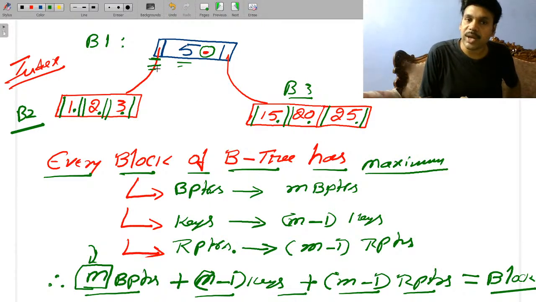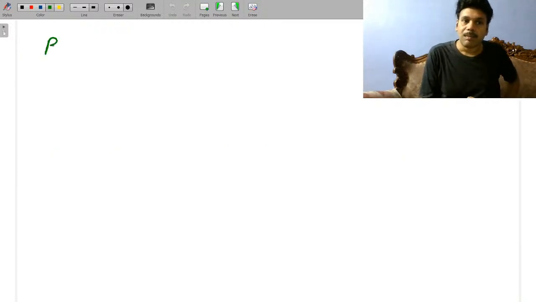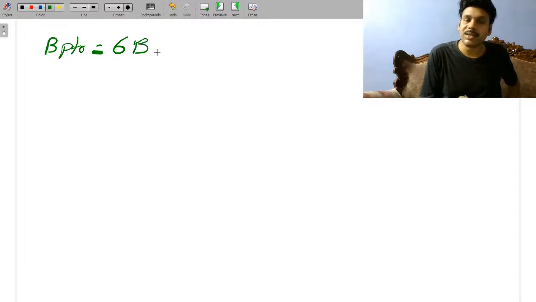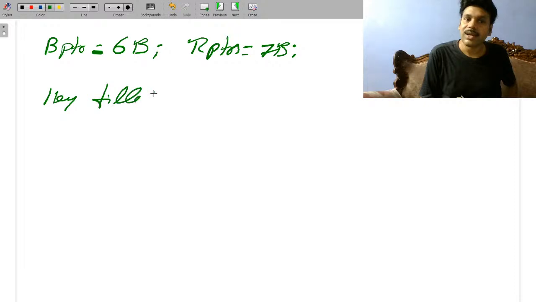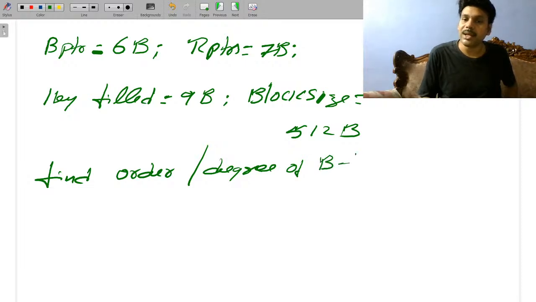What is that? M block pointers, M minus 1 keys, M minus 1 record pointers are available in every block of your index. Therefore, if I ask you a question like this, please observe. Block pointer is equal to 6 bytes. He will give all this in exam. And record pointer is equal to 7 bytes. Key field is equal to 9 bytes. And block size is equal to 512 bytes. Now you observe, he is asking to find the order or degree of the B tree.